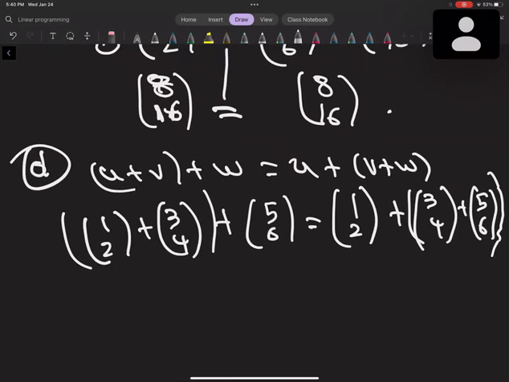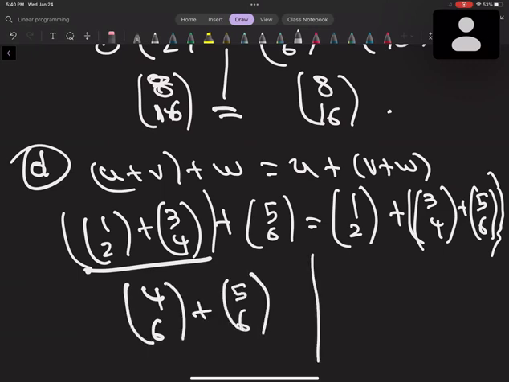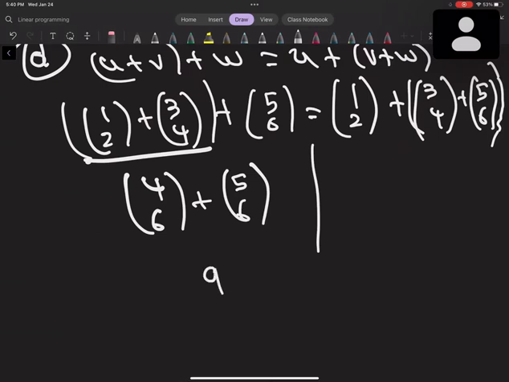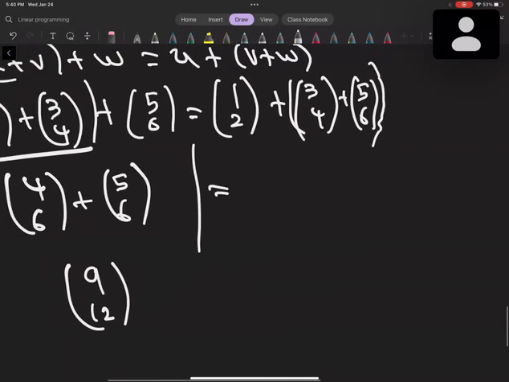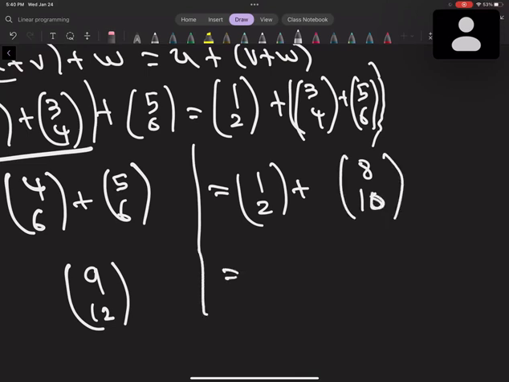So you add these vectors first. Let's do it super fast. 1 plus 3 is 4, 2 plus 4 is 6, plus 5 plus 6. That will give me 9, 12. And if I do it this way, I first need to find 3 plus 5 is 8, 6 plus 4 is 10. And then this is 9 and 12.